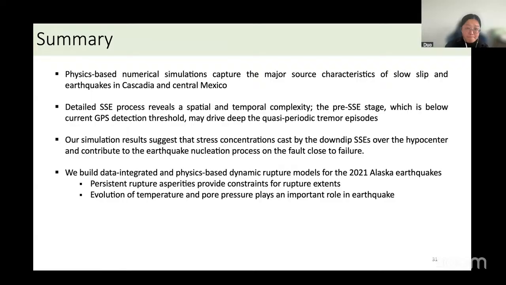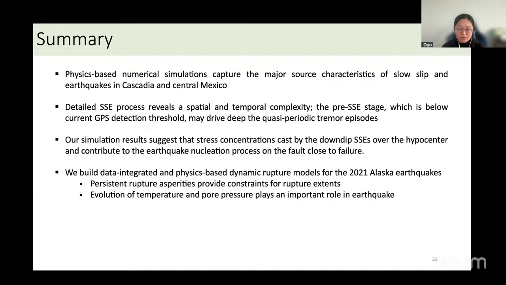So we build a physics-based numerical simulation for both slow slip cycles and the earthquake. We find the source of slow slip is related to the structure of the slab. In our study, it's more influenced by the geometry, the dipping angle, and the along strike variation.